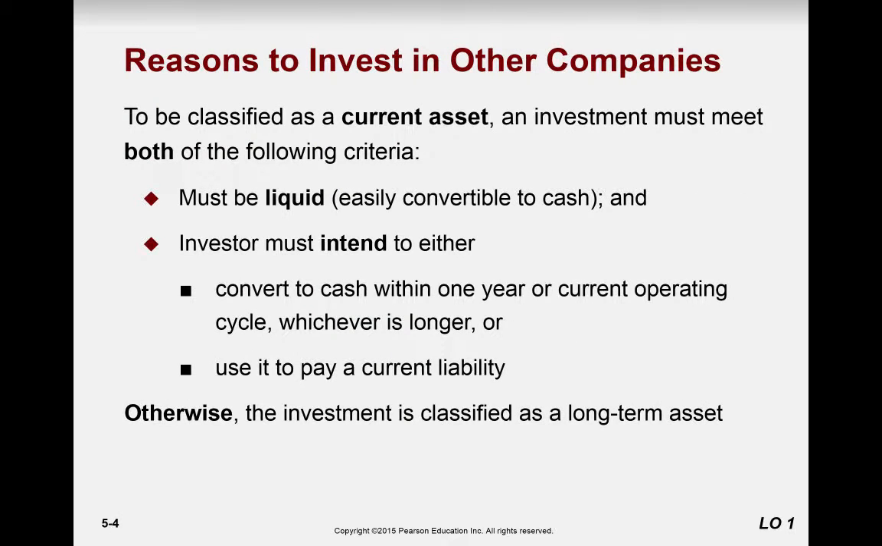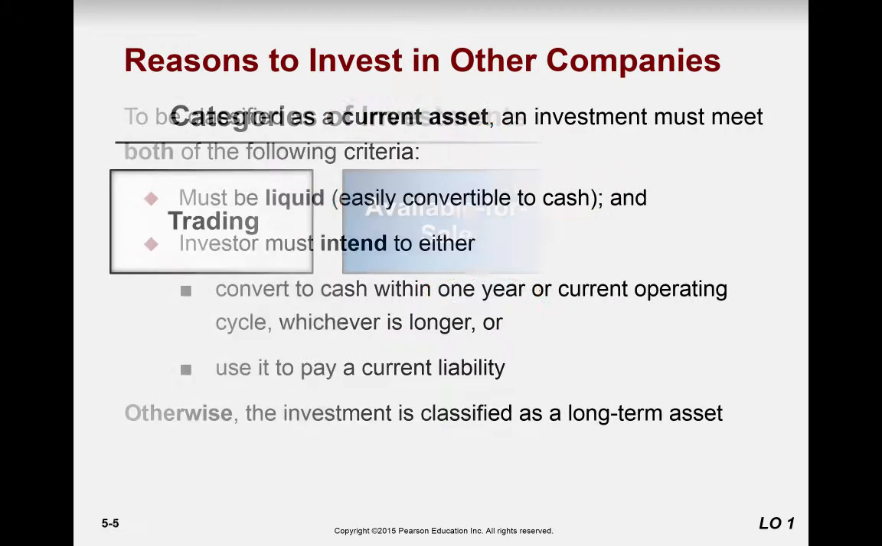Now, in order for it to be classified as a current asset, and remember that means that in less than 12 months or one operating cycle, that is going to be turned into cash, then it has to be liquid, which is easily convertible to cash. And also you have to intend, as in the investor, to convert it to cash within the year. That would make it current, or the operating cycle. And also you have to use it to pay for a current liability. So if you recall, our working capital formula equals current assets minus current liabilities. So you're going to use these current assets as investments to liquidate current liabilities.